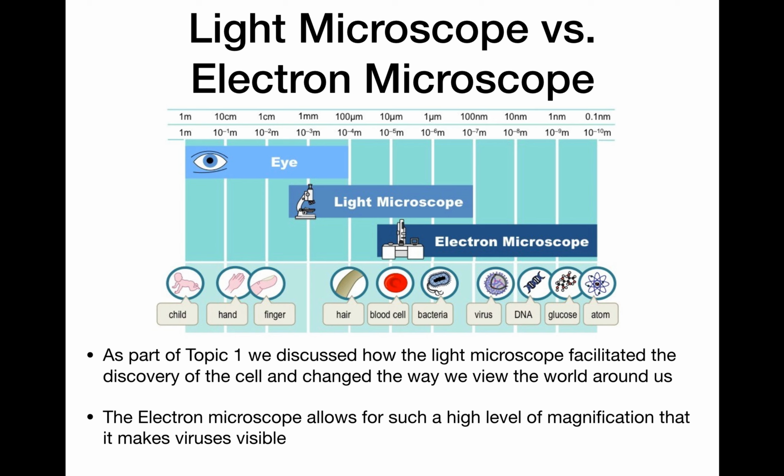So electron microscope allows us to see a really high level of magnification that makes viruses visible and other really, really small things we could never see otherwise. So take a careful look at this diagram and notice the higher magnification you can see things. So the naked eye, you can see a whole person, a child, a hand, a finger, just fine. Light microscope, you get into looking at hair, blood cells, bacteria. Electron microscope, overlap there a little bit with blood cells, bacteria, viruses, DNA, glucose, and atoms, even. Electron microscopes are big, they take up like a small room, and they are very, very expensive. I would love to use one someday.